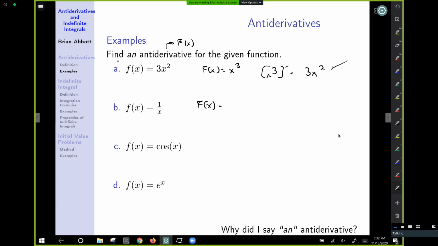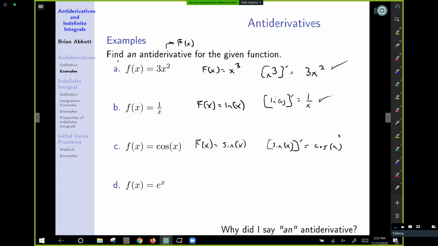The natural log has derivative ln of x. ln of x differentiated is equal to 1 over x. It checks. Another example: what has derivative cosine? Sine does. F of x, big F of x, the parent, is sine of x. And sure enough, sine of x, take the derivative of it, is cosine of x.